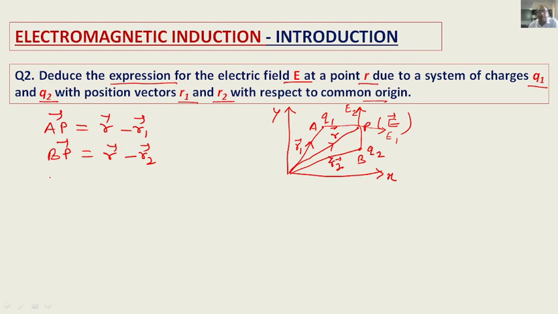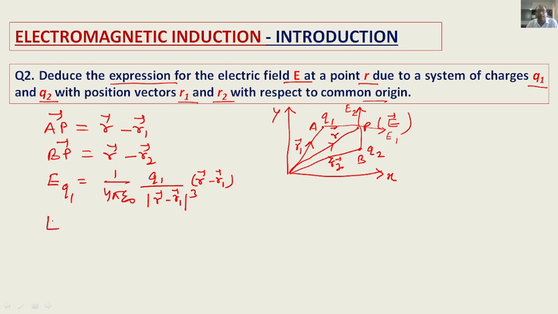Now the electric field due to Q1 is equal to 1 by 4 pi epsilon 0 times Q1 by the magnitude of R minus R1 vector, whole cube, times the vector R minus R1. We are writing in vector notation.